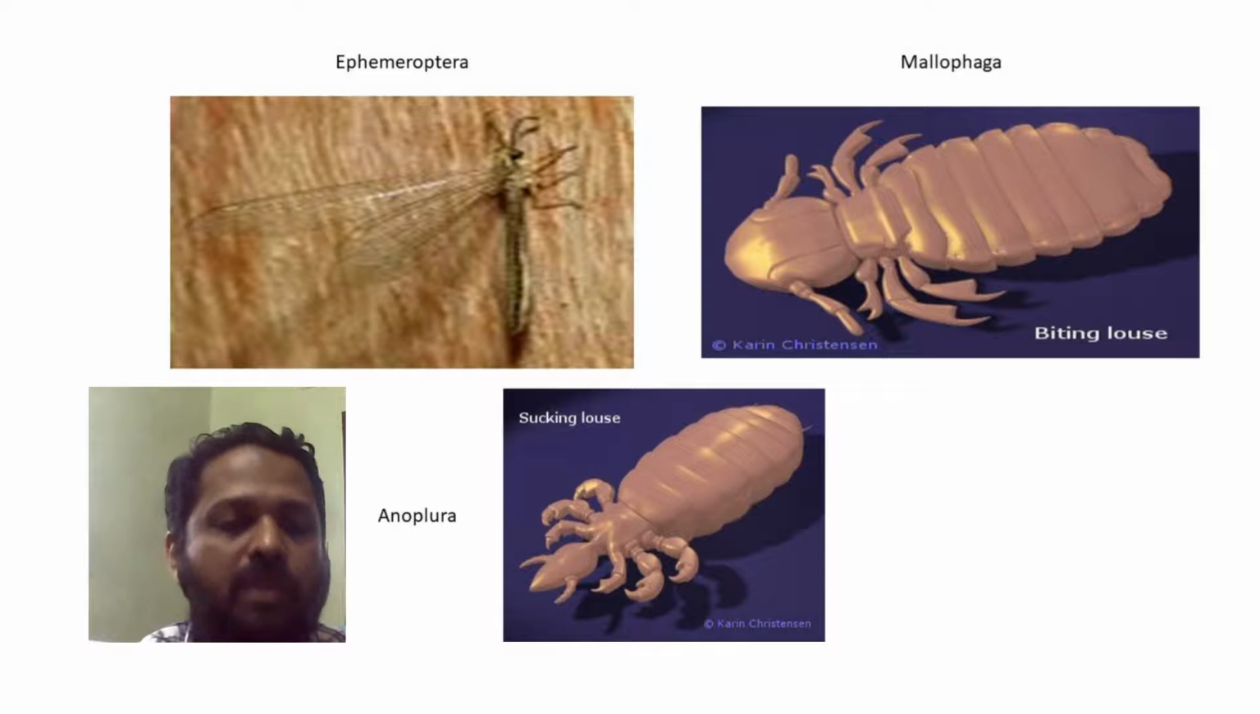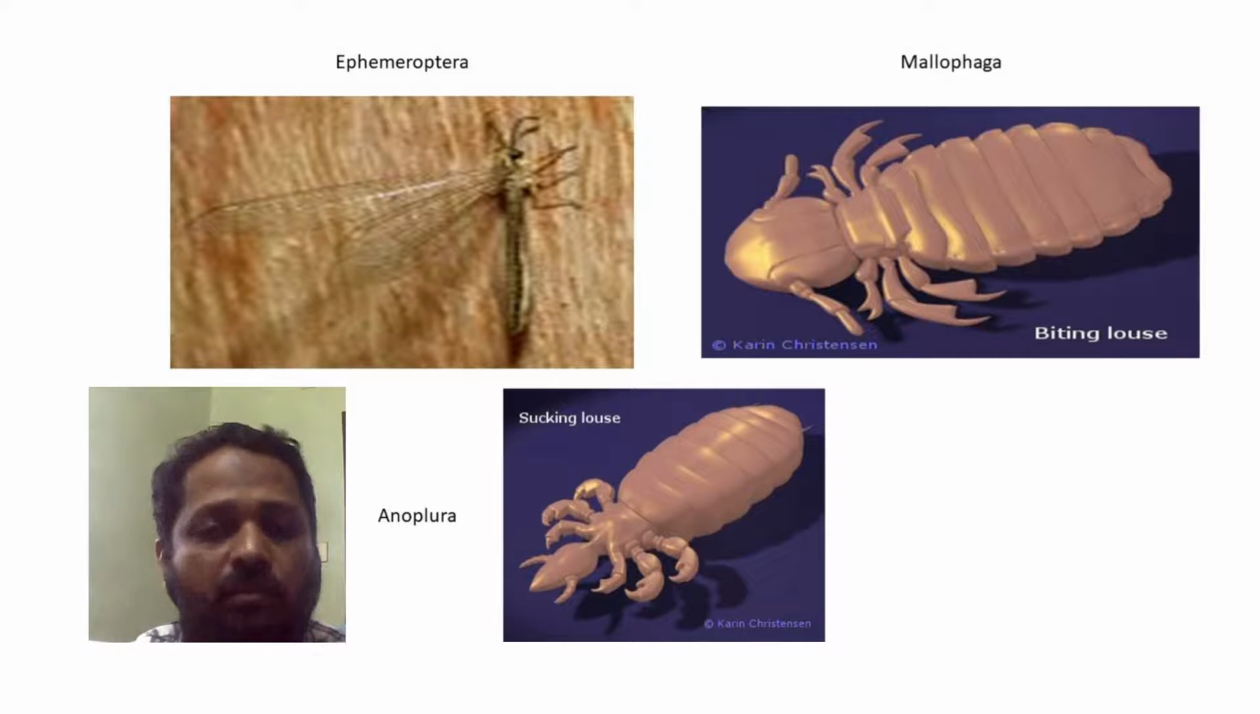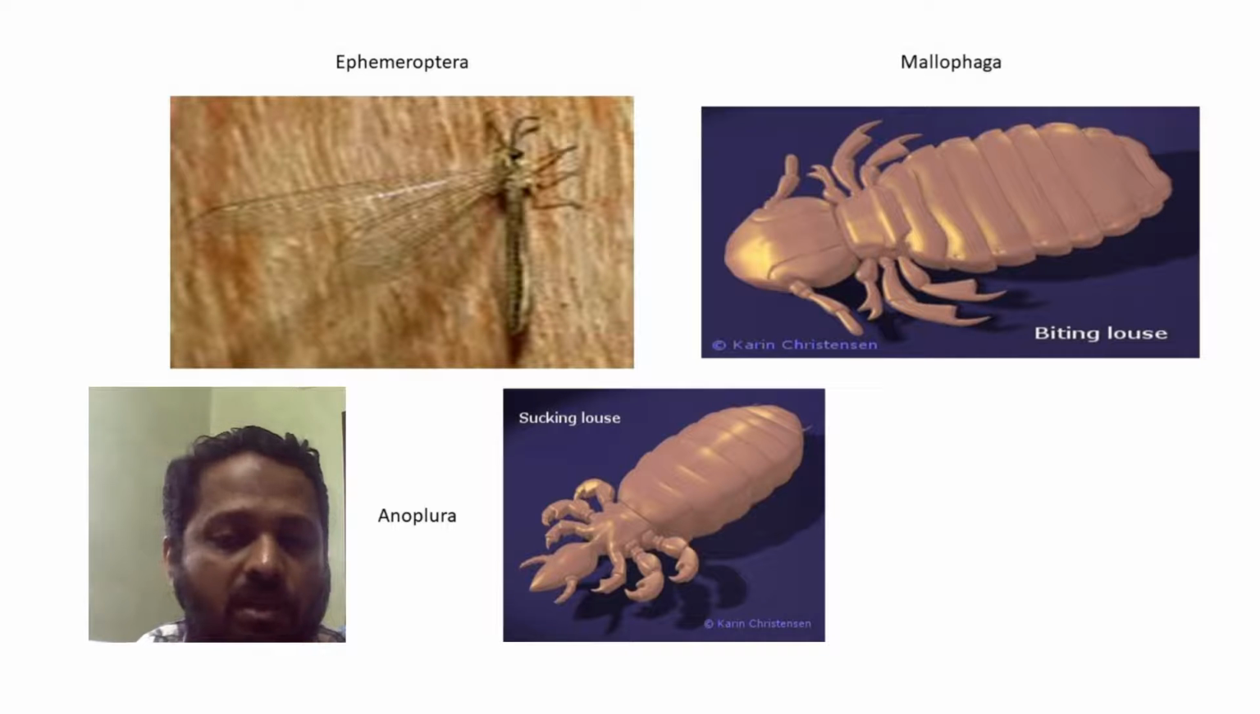Metamorphosis is gradual. And the Anoplura include sucking lice. In this case also, wings are absent. Piercing and sucking mouthparts. Metamorphosis is gradual. Tarsi are one-jointed with a single grasping claw for capturing its prey.